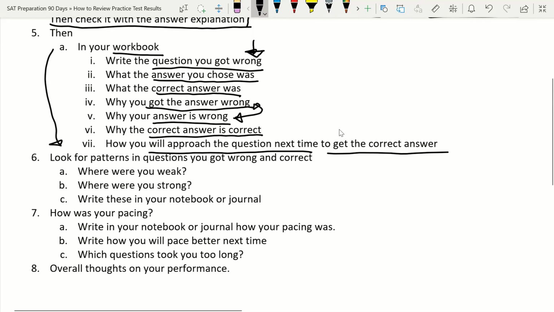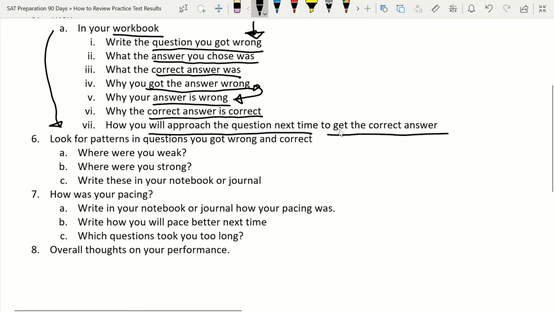All right, so next thing you're going to want to do, after you've gone through all of those questions you've gotten wrong, wrote what the wrong answer was, what the correct answer was, why you got it wrong, why the correct answer is correct, and how to get there, and how you're going to approach it next time, is look for patterns in the questions that you got wrong and correct. Okay, so where are you strong and where are you weak? So identify areas that you're weak. That way you can work on them before you take the SAT and you can improve.